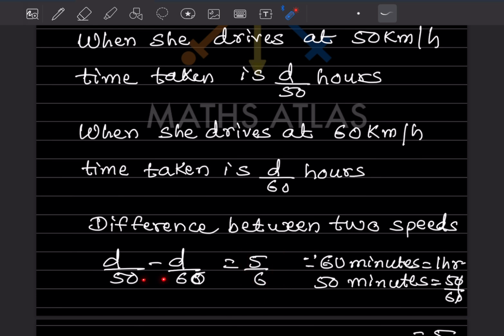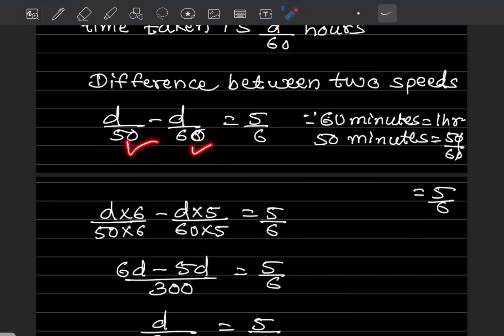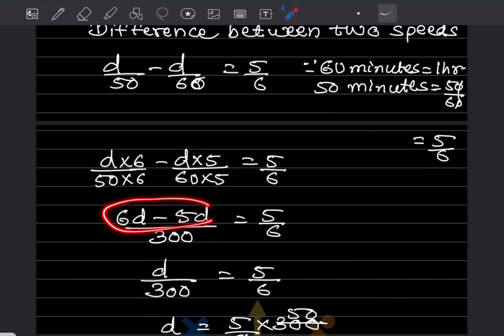So d by 50 minus d by 60 will be this one. Now see here, when you take the LCM, because the denominators are very different, so that is going to be 300. So this should be multiplied by 6. So this also by 6. This by 5. So this also by 5. So that will be 6d minus 5d divided by 300. That is 5 by 6. So this will be 6d minus 5d. That is going to be d. d by 300 is 5 by 6.